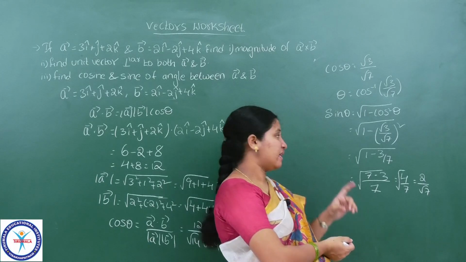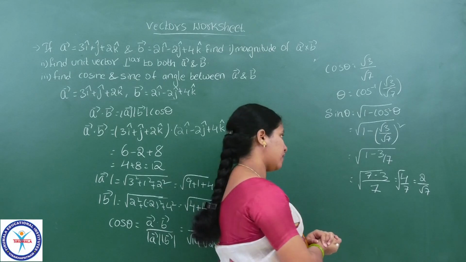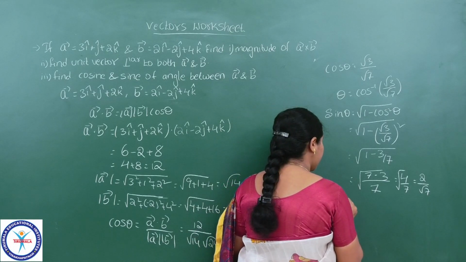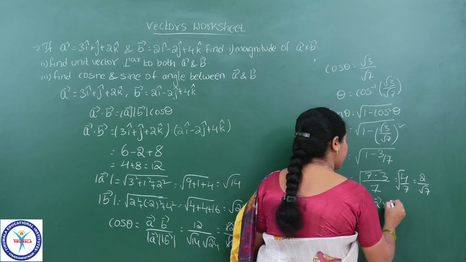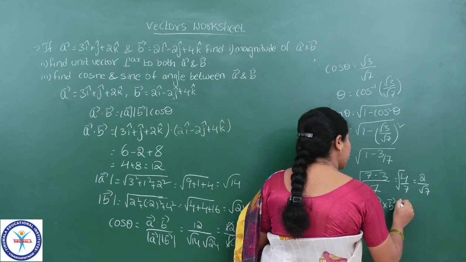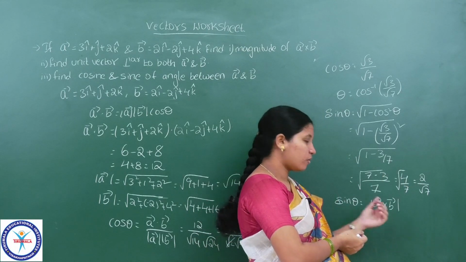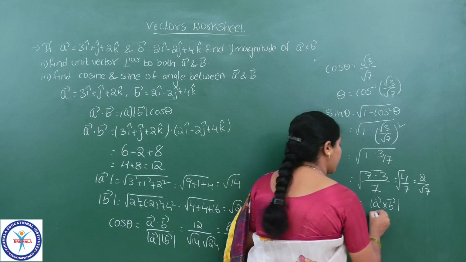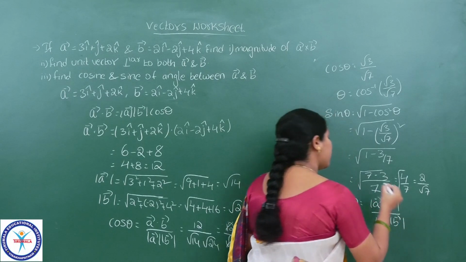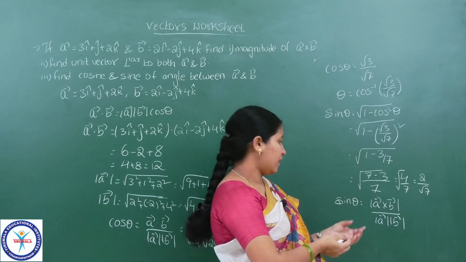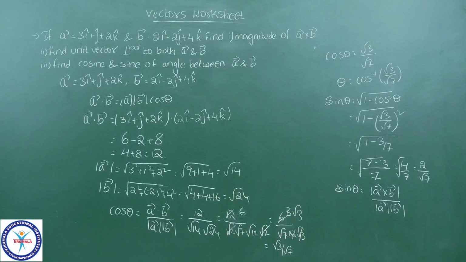So we can find sine theta by using a bar cross b bar value also. We can write sine theta is equal to modulus of a bar cross b bar by modulus of a bar into b bar. By using this formula also, we can find out sine theta from the given question.